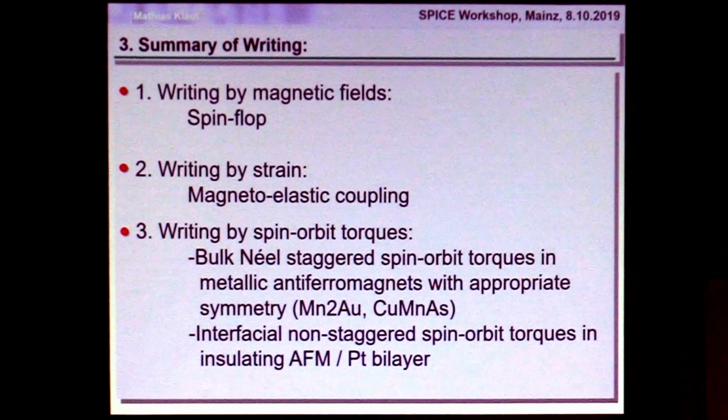We can apply spin-orbit torques, which are very fancy, easy to write, nice papers, but tough to understand because we have these bulk Néel staggered spin-orbit torques, we have the interfacial non-staggered spin-orbit torques, and we have all the non-magnetic effects occurring due to heating, due to changes in either the metal on top of the magnetic insulator or inside the magnetic metal as well. So this is something you have to be careful about.